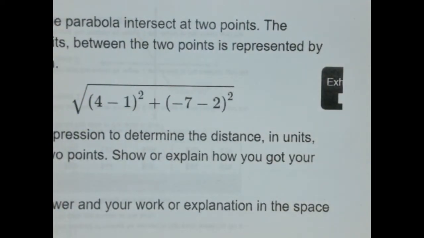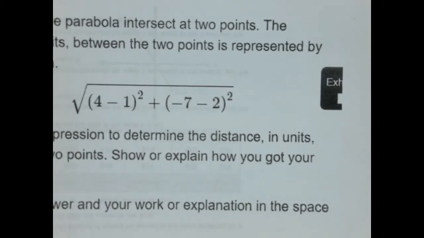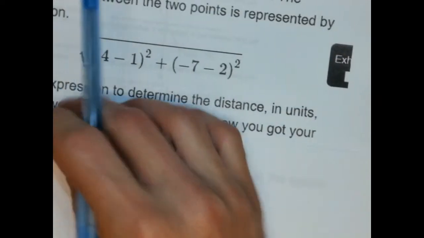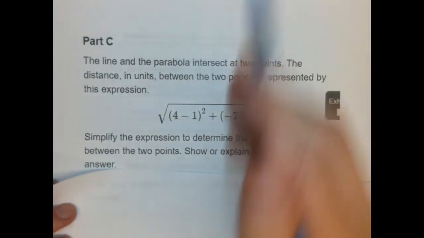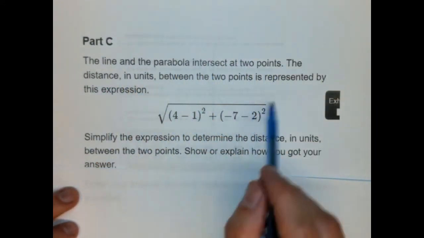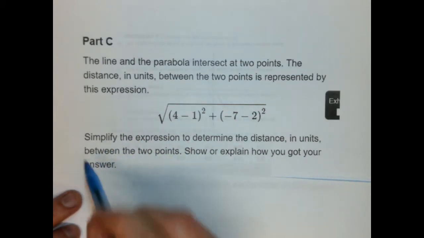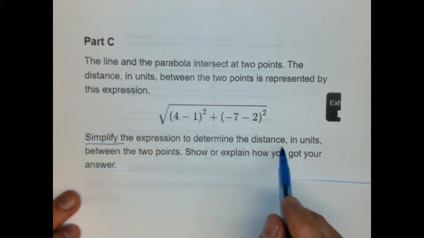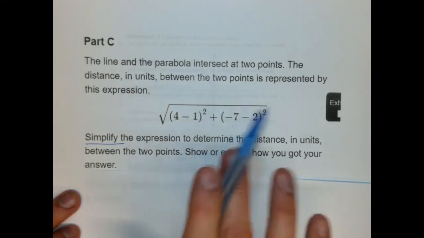Now this one I'm probably going to use scrap paper just to fit it. Hold on a second here. That's not it. There we go. So, zoom out a little bit. The line and the parabola intersect at 2 points. The distance in units between the 2 points is represented by this expression. Simplify this expression to determine the distance in units between the 2 points. So we have to simplify this radical.